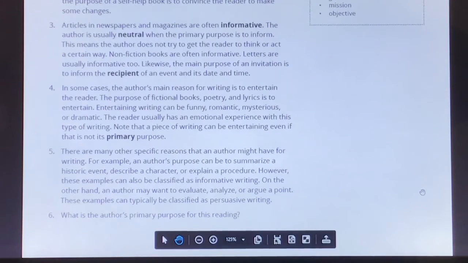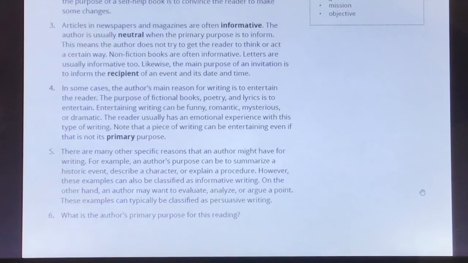It's kind of loud. In some cases, the author's main reason for writing is to entertain the reader. The purpose of fictional books, poetry, and lyrics is to entertain. Entertaining writing can be funny, romantic, mysterious, or dramatic. The reader usually has an emotional experience with this type of writing. Note that a piece of writing can be entertaining even if that is not its primary purpose.